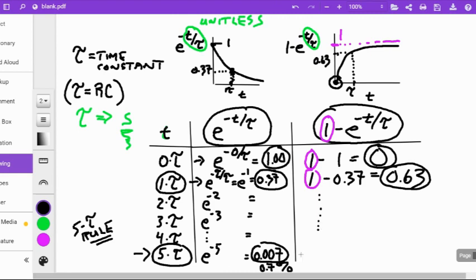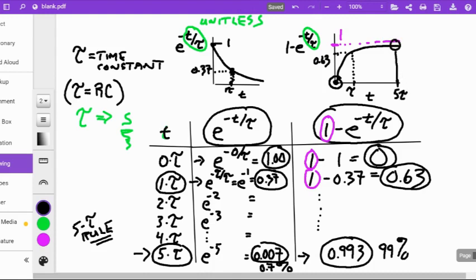But when you get down to this 5 tau case, you're going to see that for the first time ever, you are actually at something around 0.993 or something like that. And that's 99%. And so if you wait around for 5 tau, which is going to be someplace way out here, that's when you're 99% of the way there. Okay. And so that's true for any exponential function.